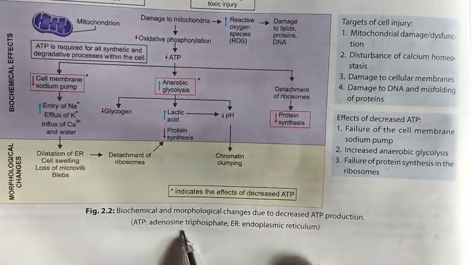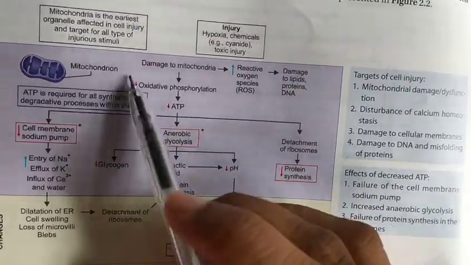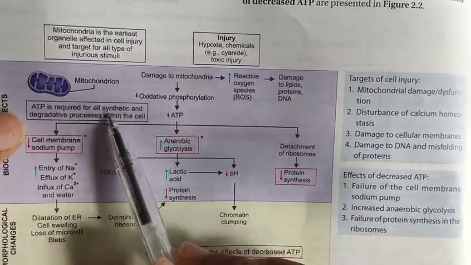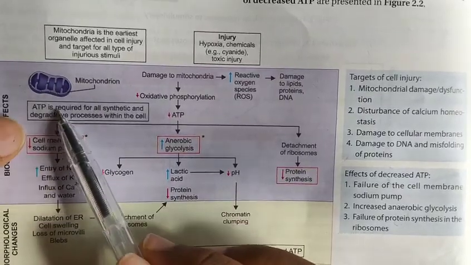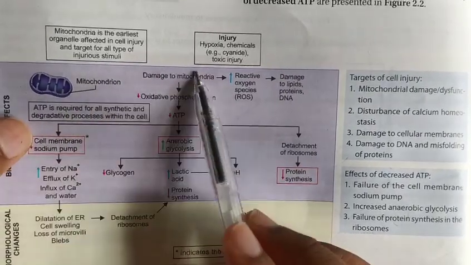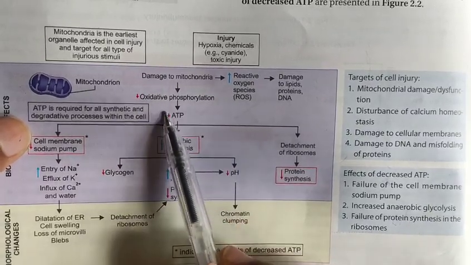Changes and morphological changes which you can see with decreased ATP production. This is the mitochondria. ATP is required for all the synthetic and degradative processes within the cell. ATP is produced from the mitochondria through oxidative phosphorylation. When the mitochondria are damaged, there will be decreased oxidative phosphorylation, so there will be decreased production of ATP.